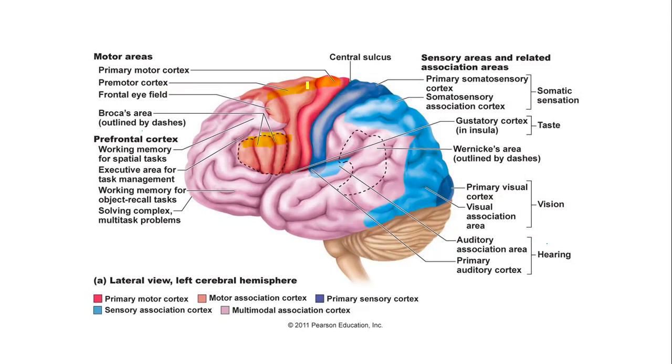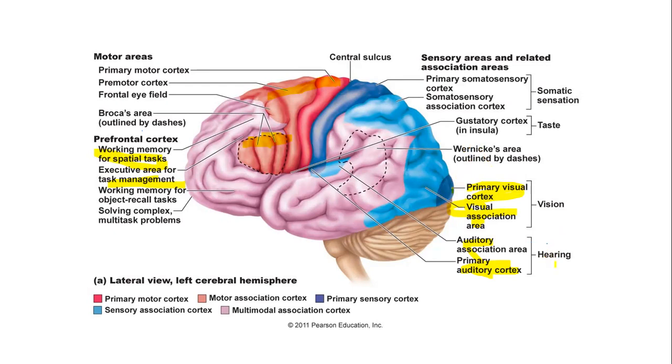Then there's a working memory for skeletal tasks. Then there's the executive area for movement management. Then the auditory area here for hearing. Then the primary auditory cortex there. Then you have the visual association area on the occipital. Then you have the primary visual cortex here on the pre-occipital.